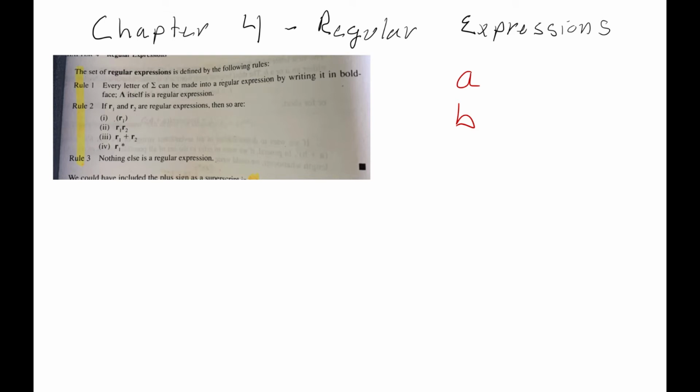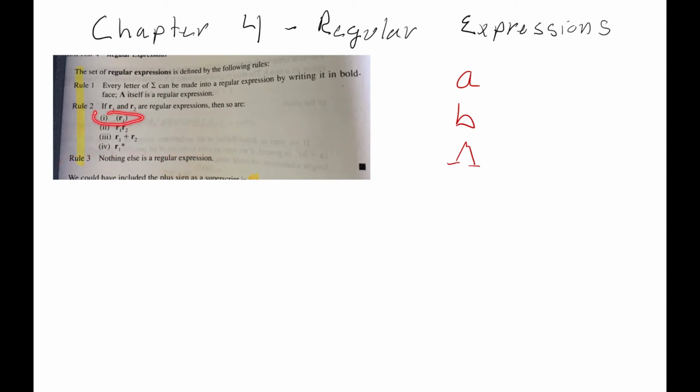And we can use any other letter, and we can also add the null word as a regular expression as well. So once we have those as regular expressions, then we can go to rule 2 in our regular expressions. And it has 4 parts. And of course, rule 3 says nothing else is a regular expression.